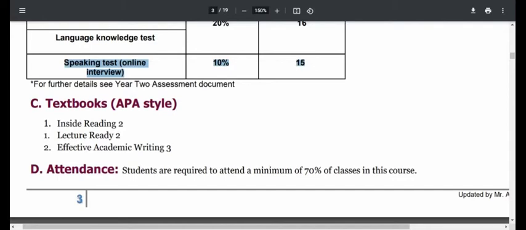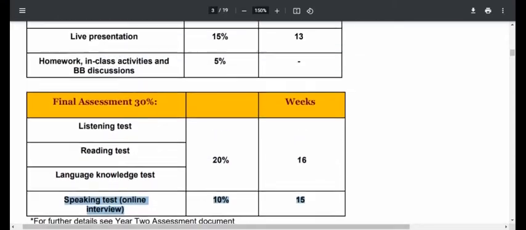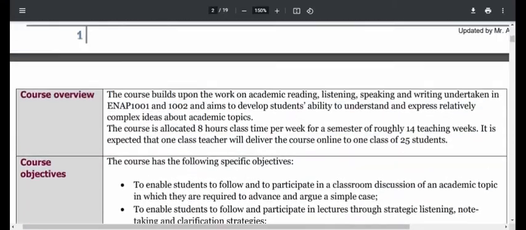Attendance, you must be at 70% of the classes. Okay, and how many classes are there? Let's go up.